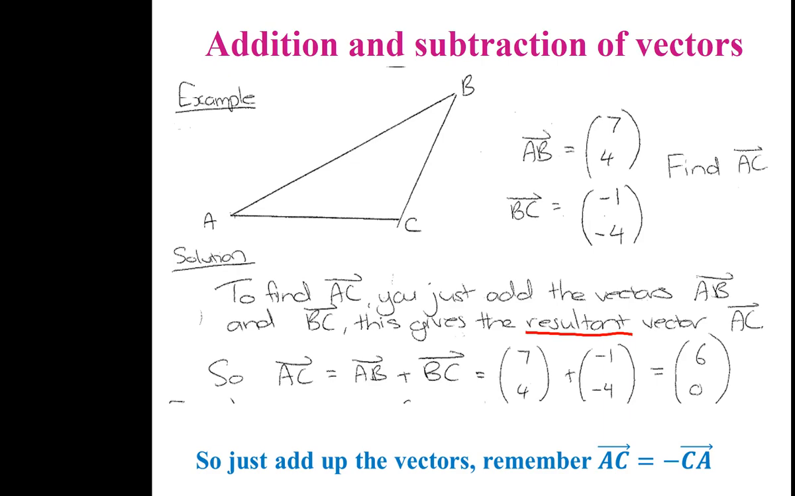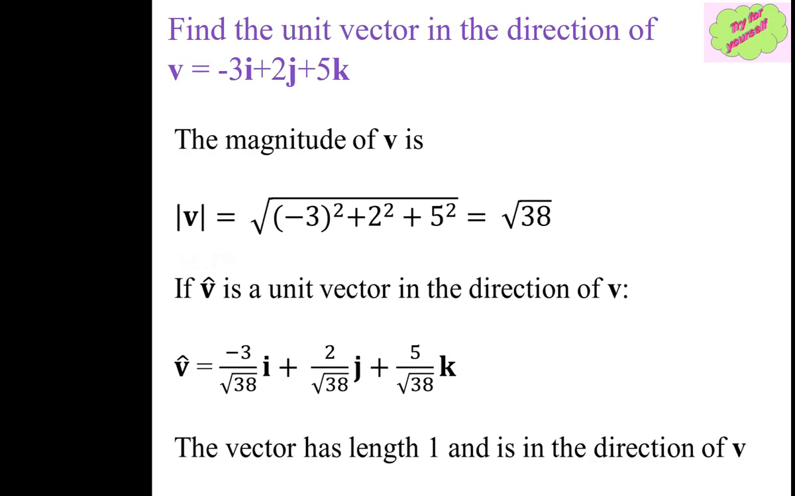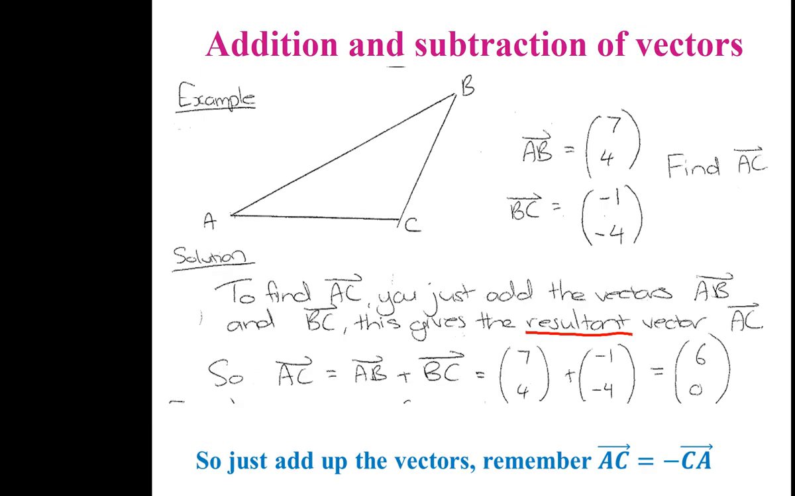Okay, addition and subtraction of vectors. Addition and subtraction of vectors might be quite familiar to you, but we probably need to revise it. So imagine we've got AB going this way, and we're told that for AB, you go across 7 and up 4. To do BC, starting at B going to C, you go minus 1, so 1 to the left and 4 down.